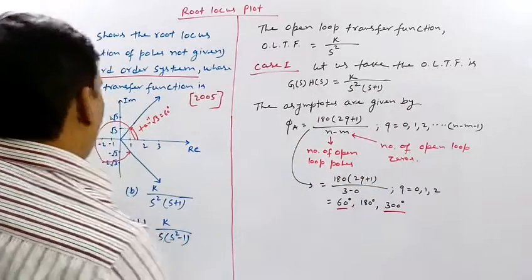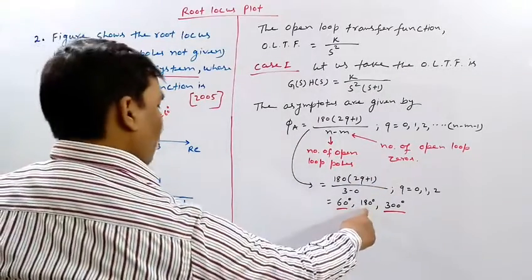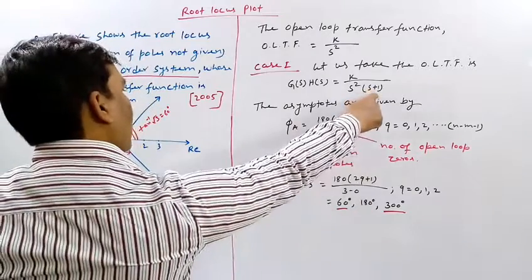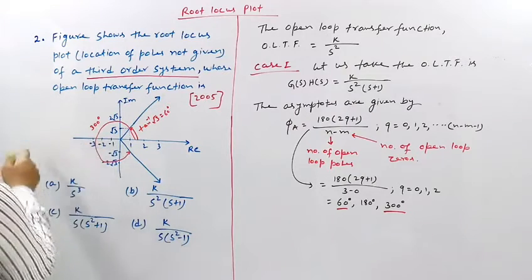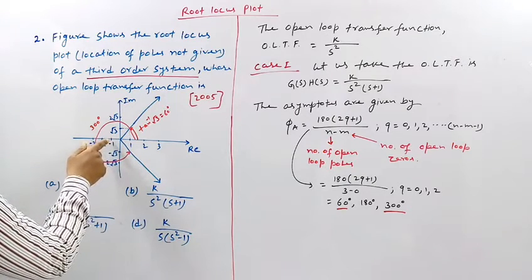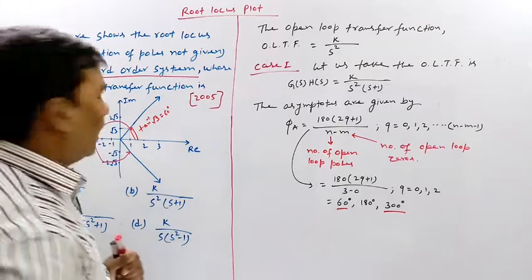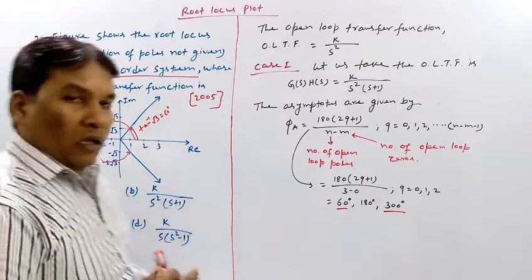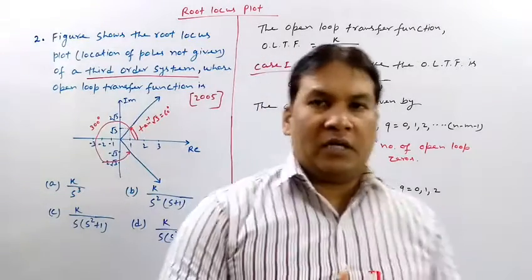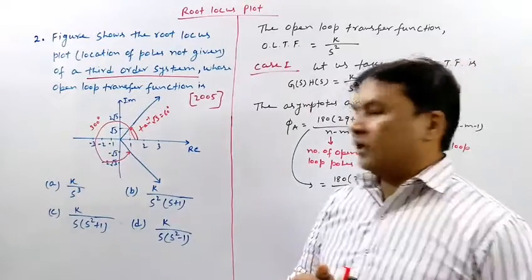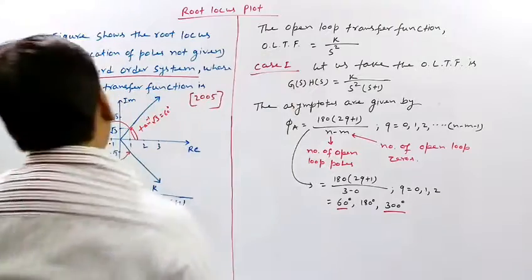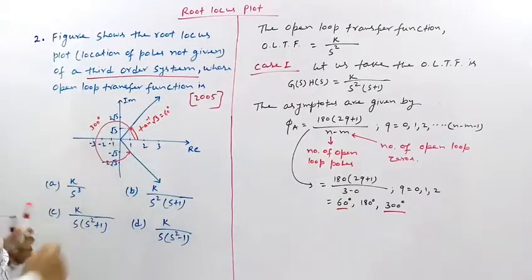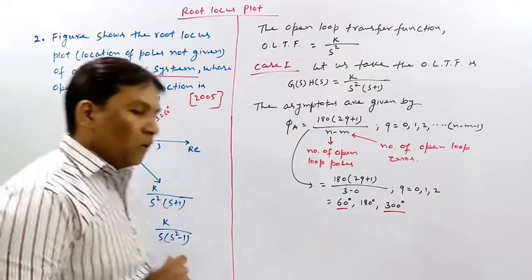So now it is clear that the next pole, which is at s equal to -1, will go along this line, means at phi a equal to 180 degree. And from where it will start? It is the question, from where it will start. So it will start from here itself. So there is one more thing.